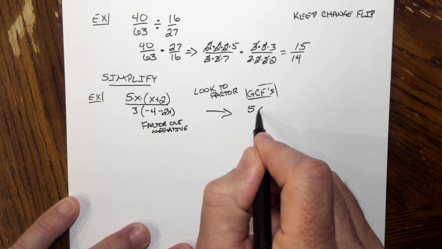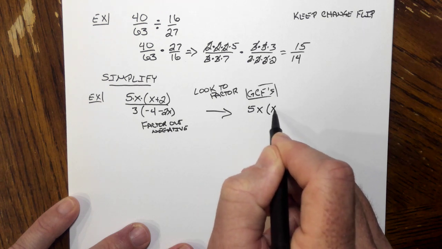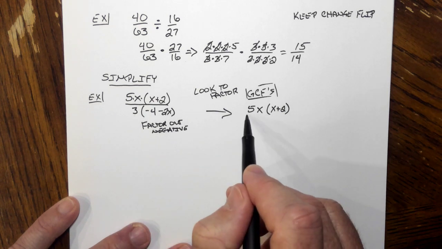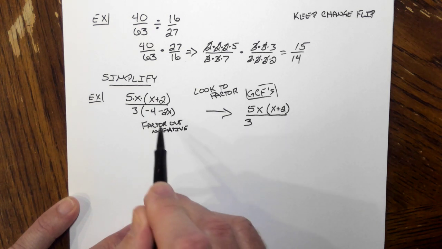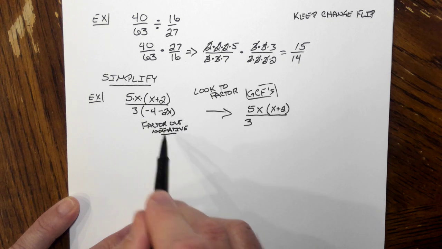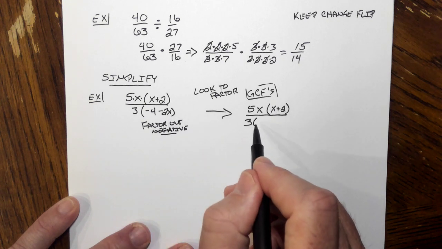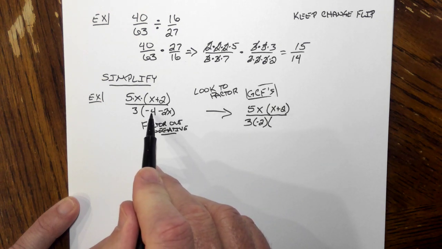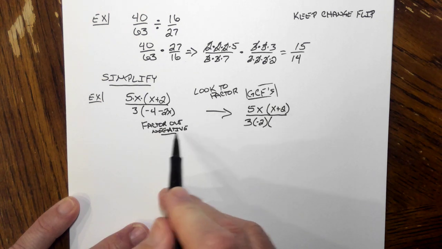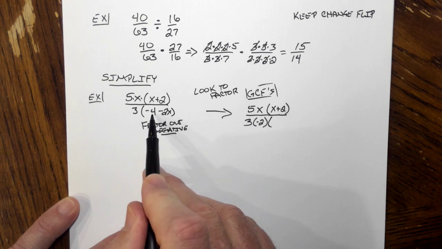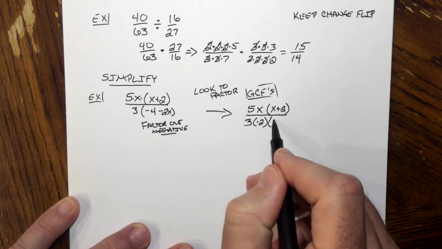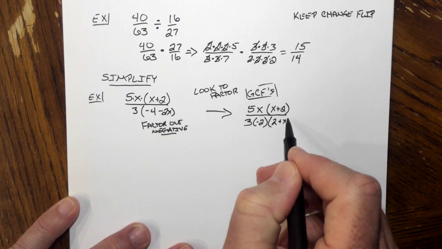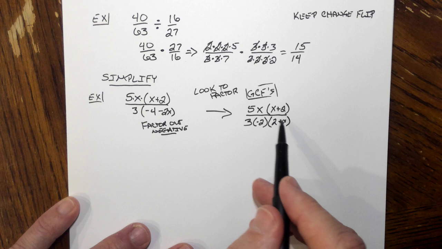we'll see 5 times x times the quantity of x plus 2. Here's a multiplier of 3. So 3 times, if we factor out a negative in this case, we're left with positive, now negative 2 is what we factor out, left with a positive 2 here, and we're left with a positive x here. What property allows me to switch the order?